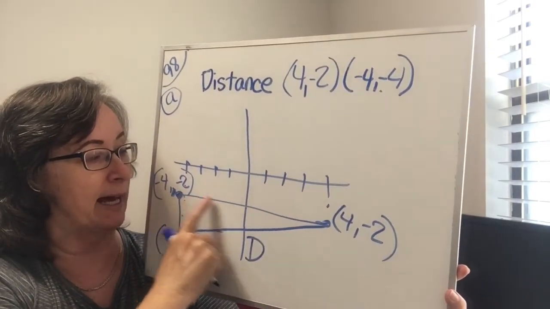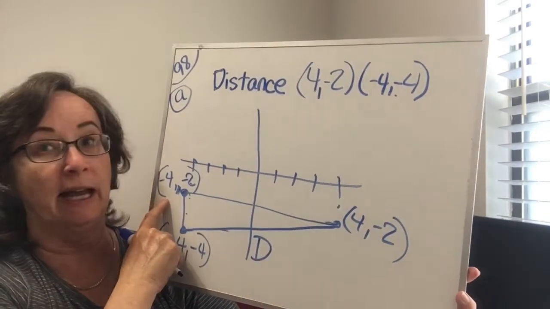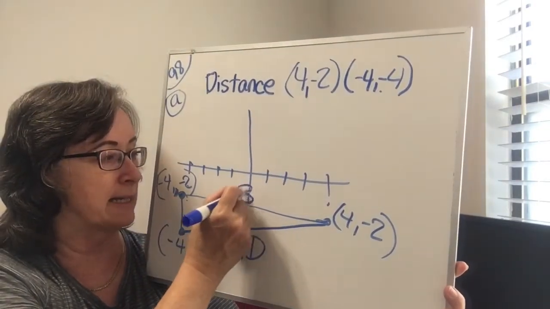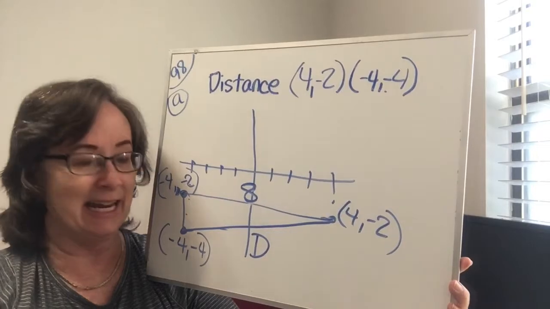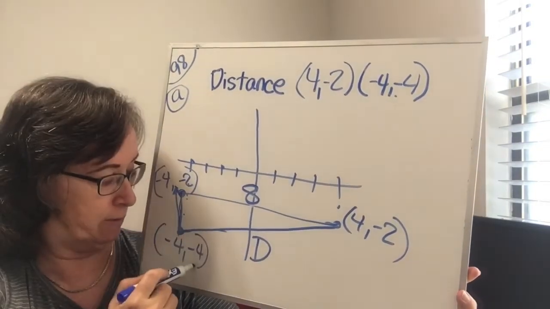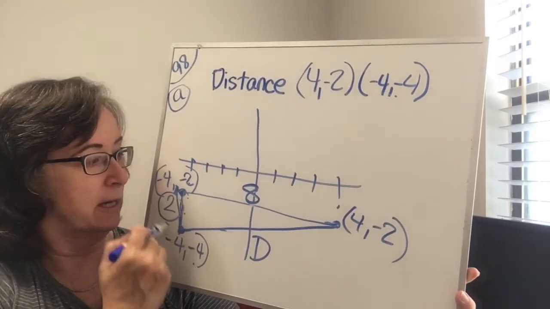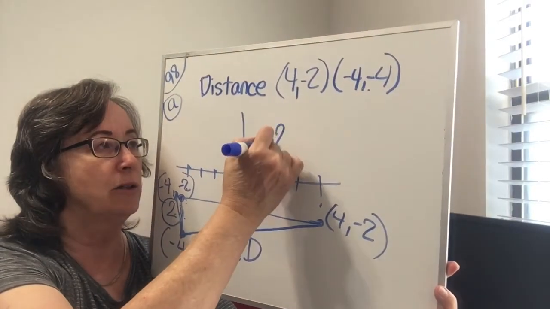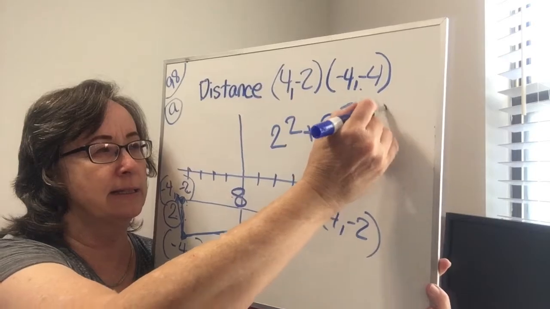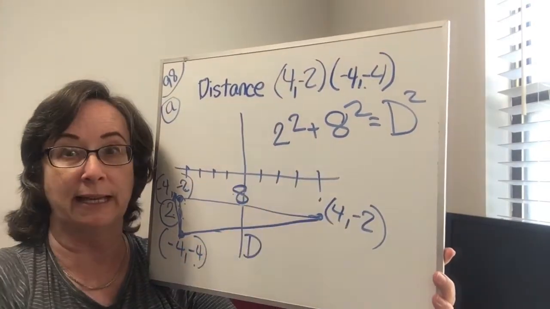This will involve the x's, won't it? So we have a 4, which means we're 4 steps to the right, but we have a negative 4, which means we're 4 steps to the left, so 4 and 4 is 8. So this leg is 8. Then we have this leg right here that's going from negative 2 to negative 4 on the y value, so that one is 2. So we have a 2 and an 8, so 2 squared plus 8 squared is distance squared. This distance here is going to be 2 squared plus 8 squared.